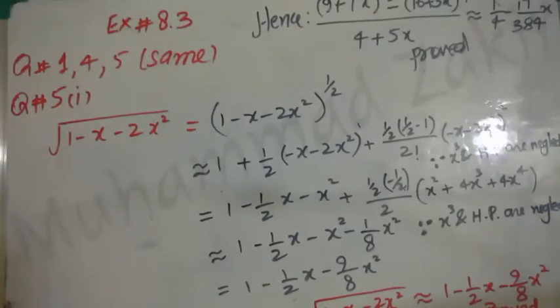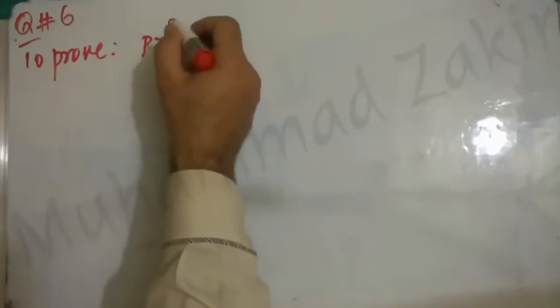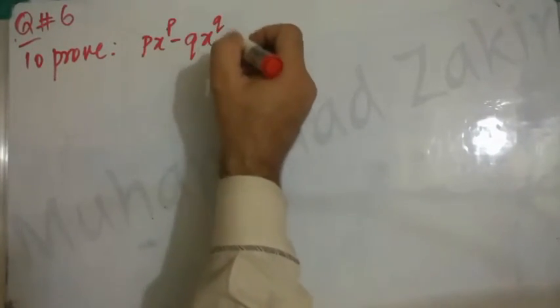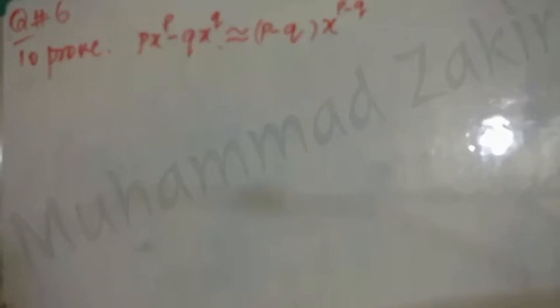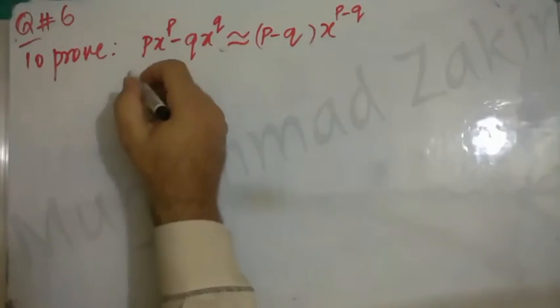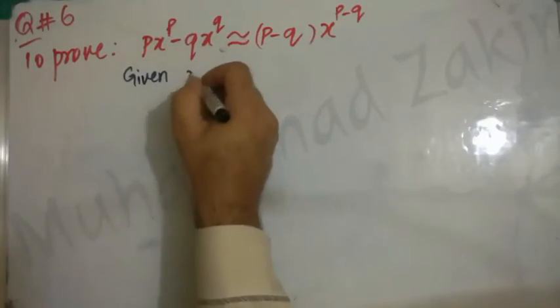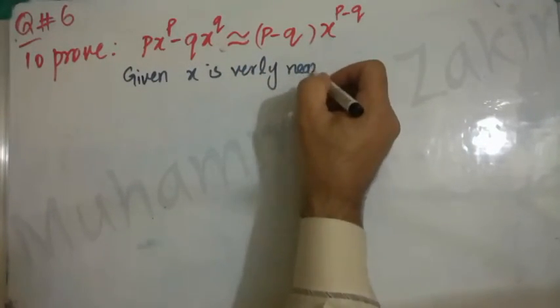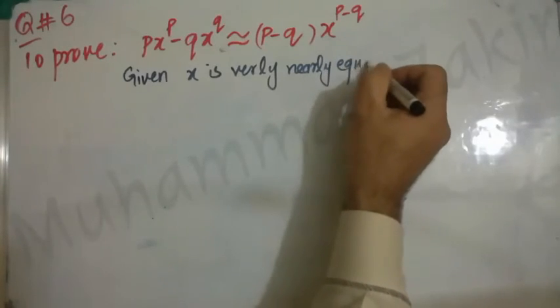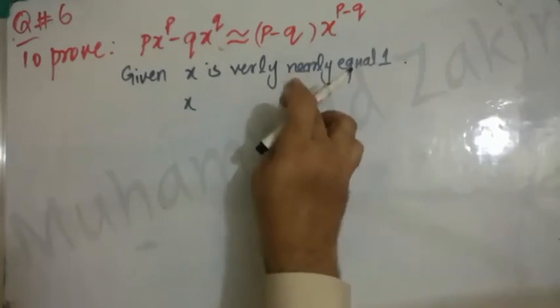Now we will do question number 6. We have to prove px^p minus qx^q is approximately equal to... What is given? X is very nearly equal to 1. This is given. We begin with the given. Given is x is very nearly equal to 1, right, they are not exactly equal, they are nearly equal.